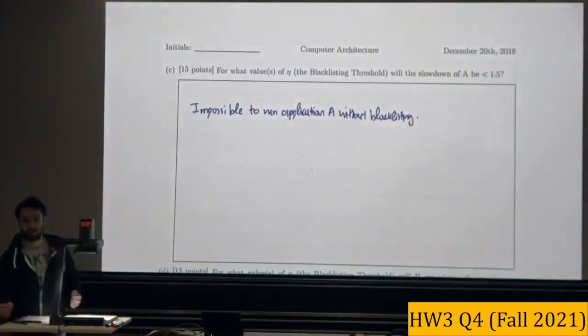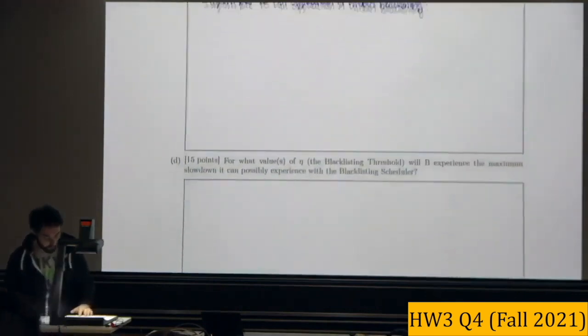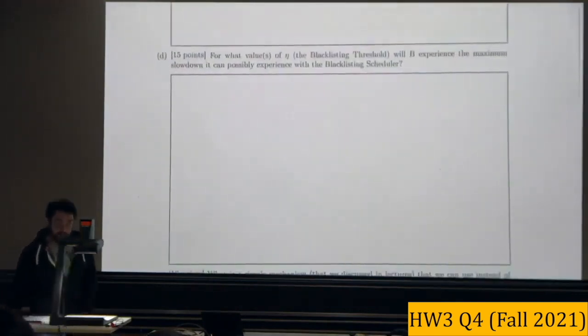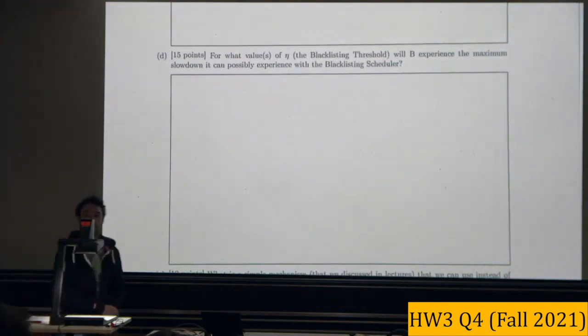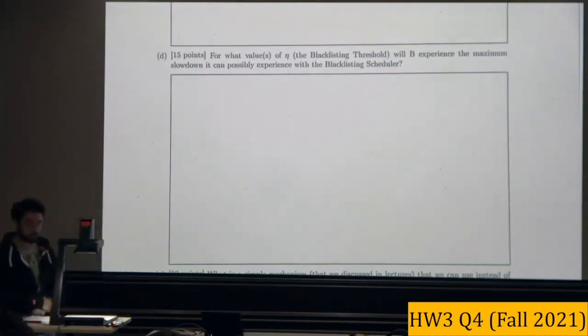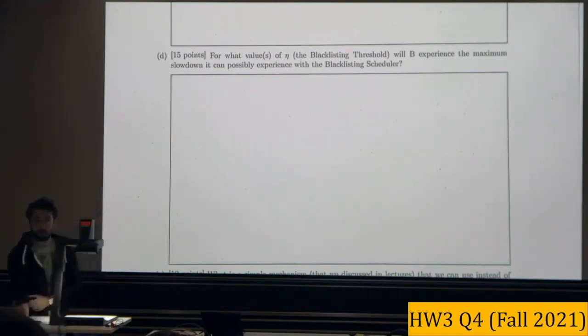If n is greater than 0, right? This is an easy question, I think. For what values of the blacklisting threshold will we experience the maximum slowdown from the blacklisting scheduler? You know that if n is greater than 6, as we discussed, or is equal to 1 or is equal to 0, then you have the same slowdown as FRFCFS. So what you would do in this question, you would brute force from n equals 2, 3, 4, and 5 to see what is the slowdown for each one of these numbers.